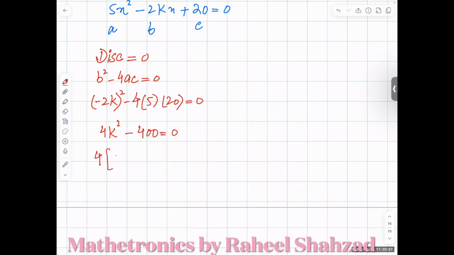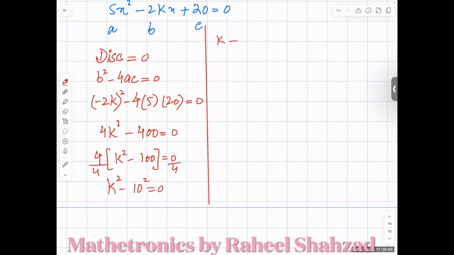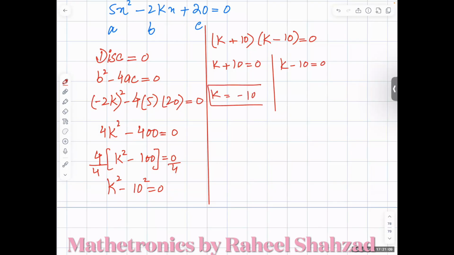You can take 4 common, making it k square minus 100 is equal to 0. Then you can divide 4 over there. K square minus 10 square is equal to 0. So that would be k plus 10 into k minus 10 equals 0. That would be k plus 10 equals 0 and k minus 10 is equal to 0. So two values of k are minus 10 and 10.